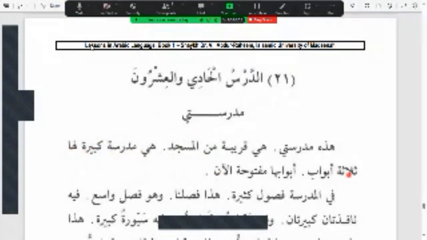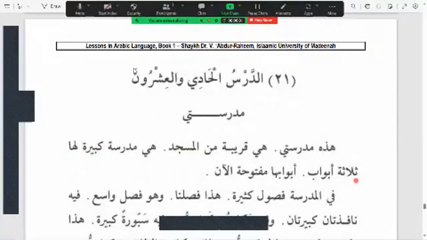Laha ثلاثة أبواب. You still remember? ثلاثة أبواب. Why ثلاثة أبواب? You put a kasra here because the ma'dud is always majrurun. So ثلاثة, this is a feminine number. It means the ma'dud is masculine. They always work in opposite.